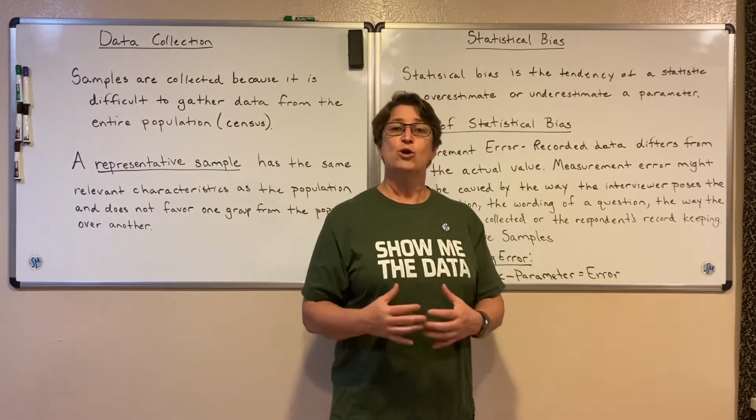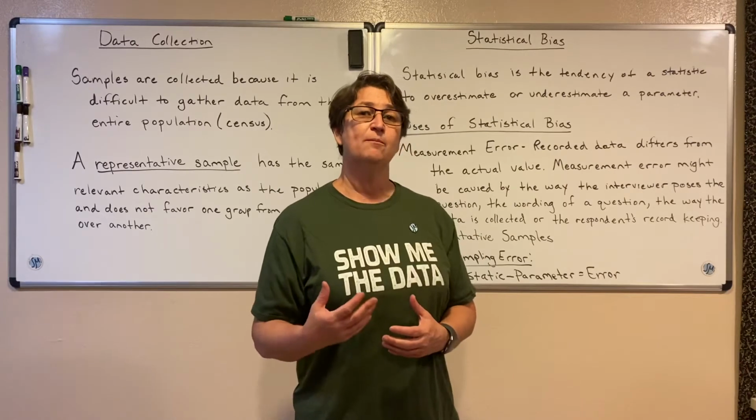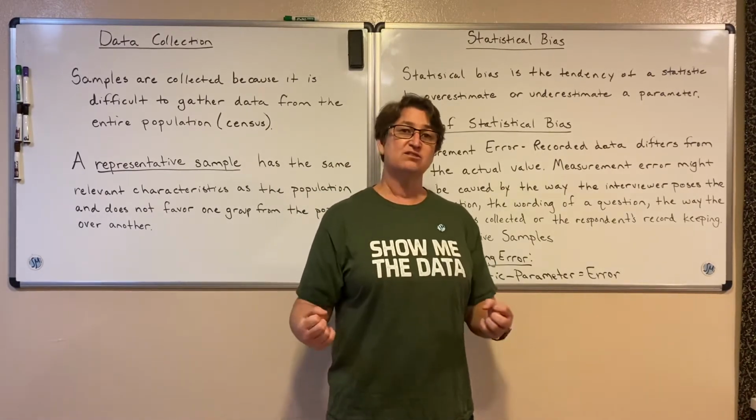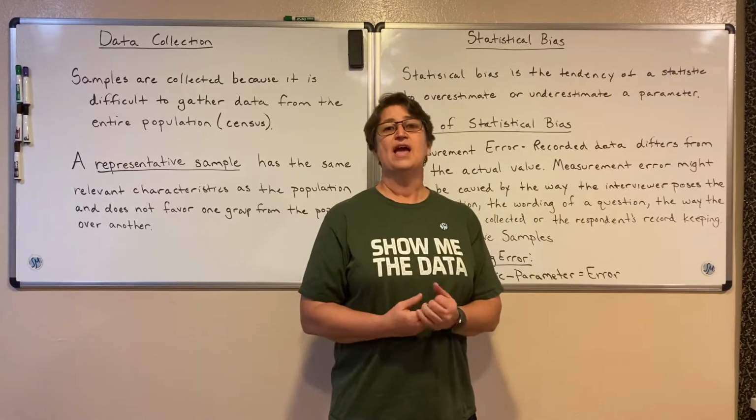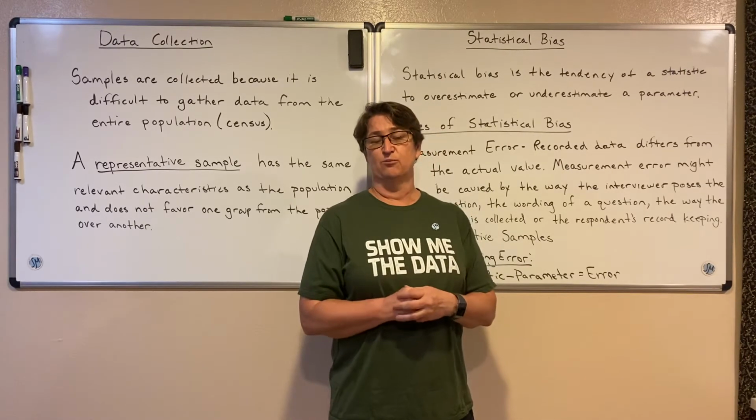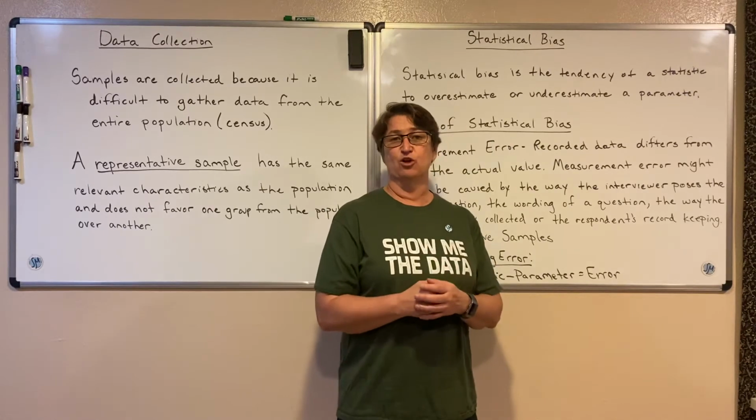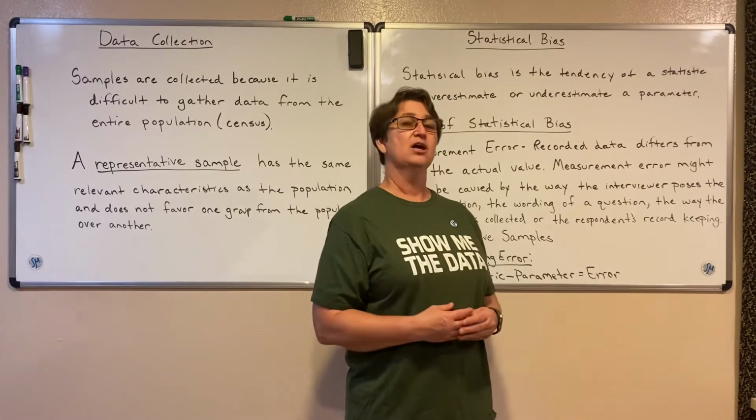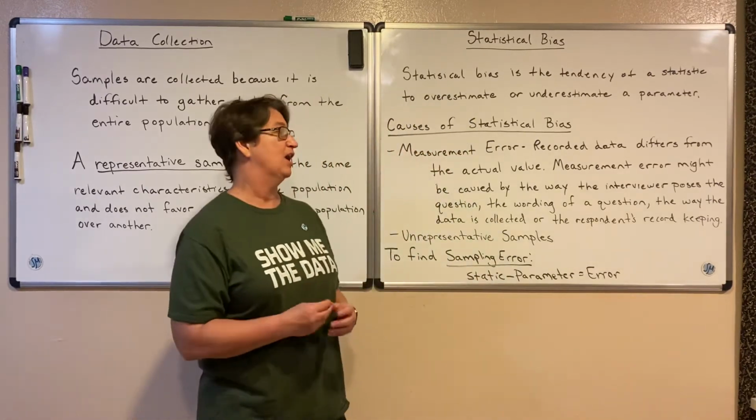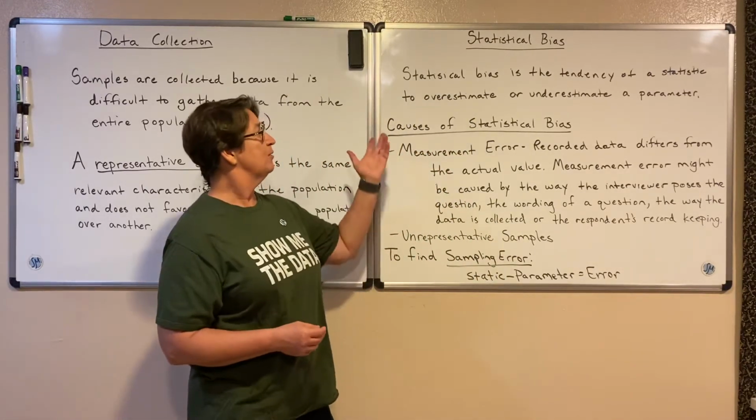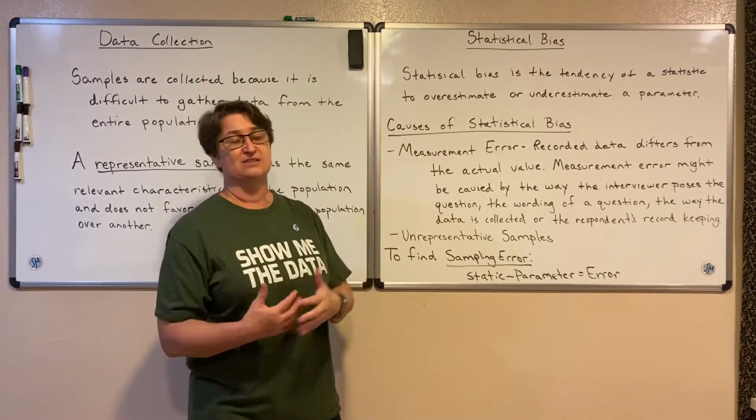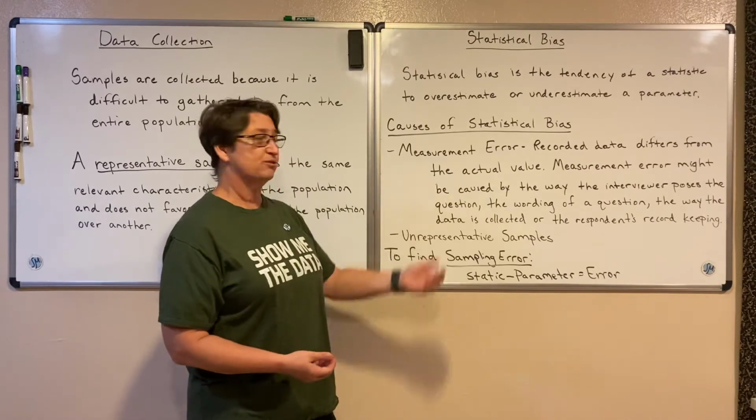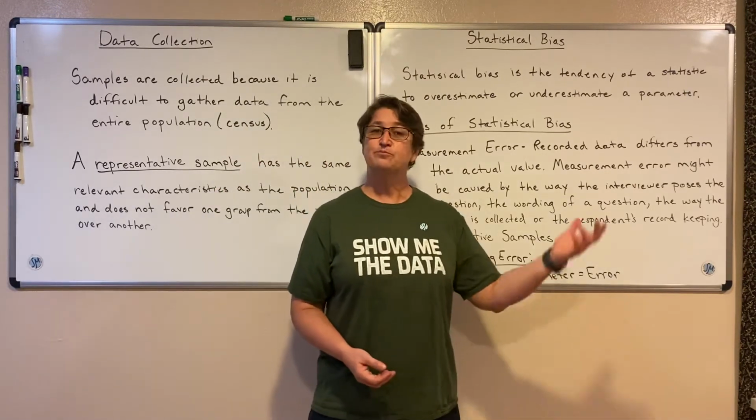When we have an unbiased statistic, that means that if we take a bunch of samples and we gather statistics from that and we get an average of those, it'll really be like the population parameter, and we call that an unbiased statistic. But statistical bias is just that tendency that our statistic and our parameter are not quite the same. And there's some different causes of that.